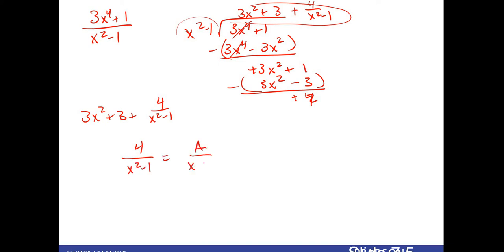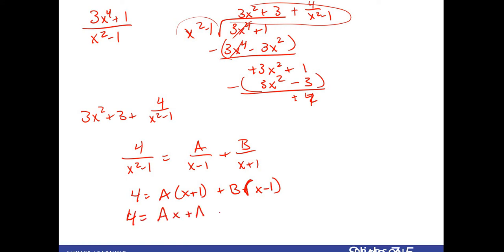I'm going to put a over x minus 1, b over x plus 1. So multiplying everything by x squared minus 1, I get 4 equals a times x plus 1, b times x minus 1. 4 equals ax plus a plus bx minus b. So I've got a plus b as my coefficient of x and a minus b as my constant. A plus b has to equal 0. There is no x term on top.